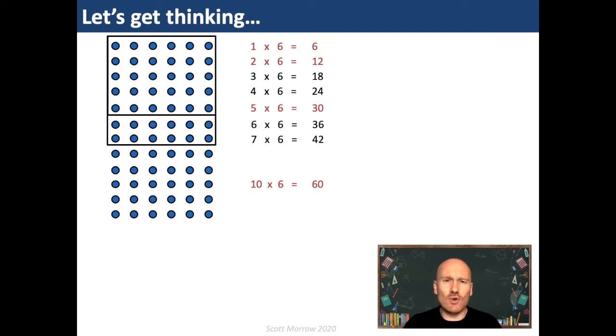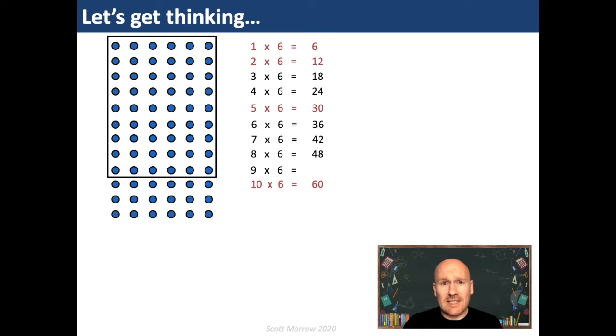What about 8 rows of 6? Well, let's start with 2 rows of 6. 2 rows of 6 is 12. Now, if we double 2 rows, we get 4 rows. Double 12 was 24, and then if we double those 4 rows we get our 8 rows, and double 24 is 48.